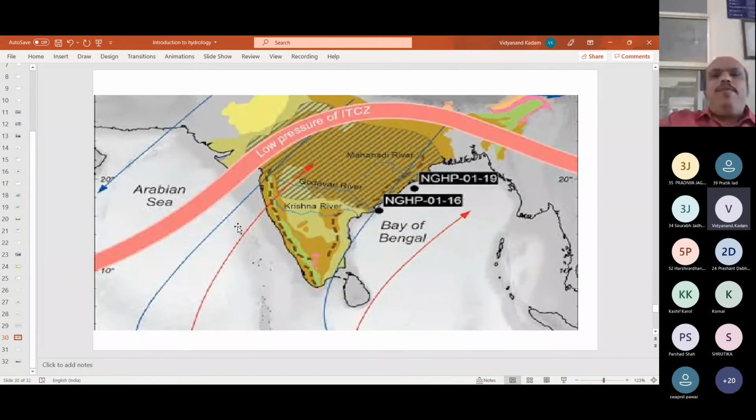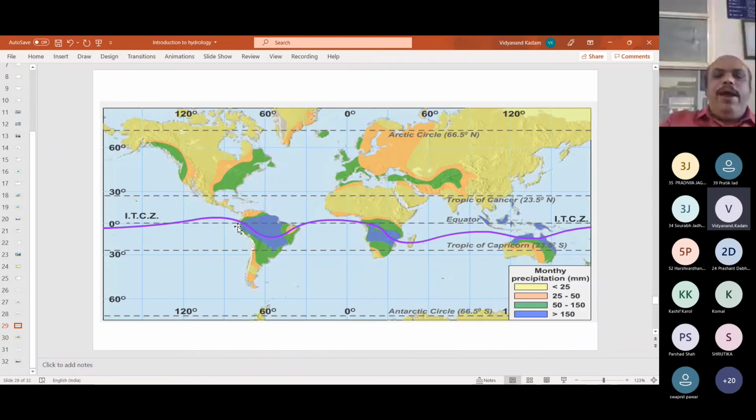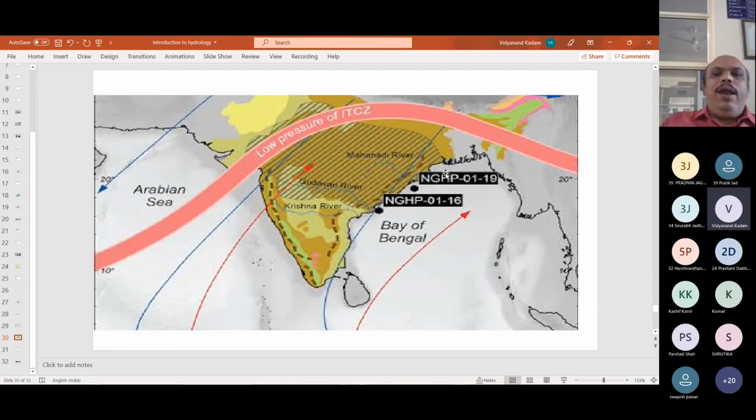So this is the sketch. This is the enlarged sketch which shows the shifting of ITCZ. See, where was the ITCZ initially? It is along the equator. And in summer season, due to excessive heating, this gets shifted towards the Indian continent, where the low pressure is developed. So this is shifted towards the Indian continent, and that is shown in the next figure.